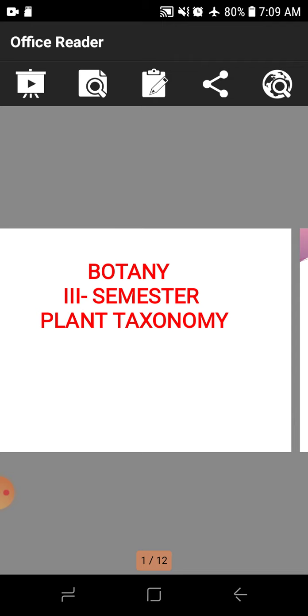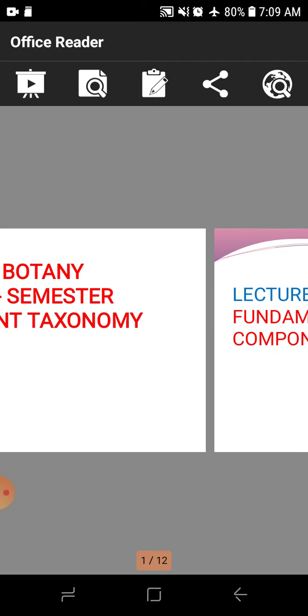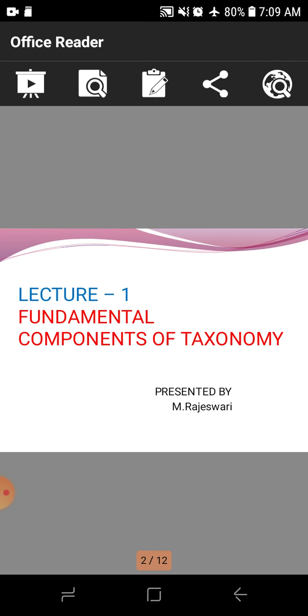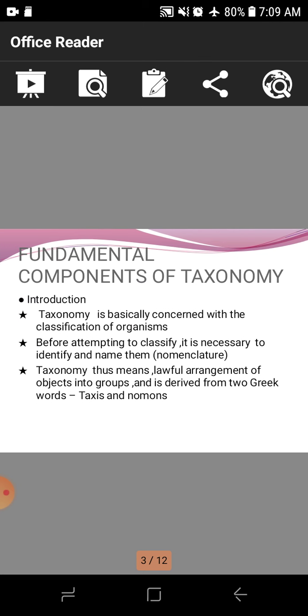Botany, third semester, plant taxonomy. Lecture 1, fundamental components of taxonomy, presented by M. Rajeshwari.